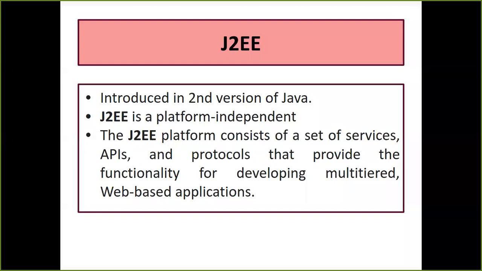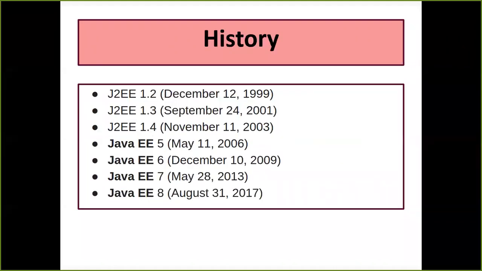Okay, so the J2EE platform has a number of services, APIs and protocols which are going to help you develop applications, web-based applications. We also studied the history. It was started in version 1.2. That's why it has been termed as J2EE.